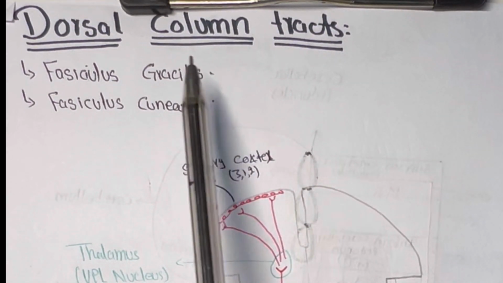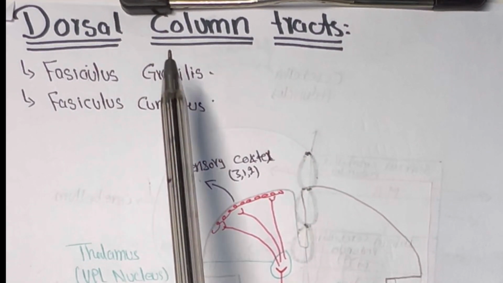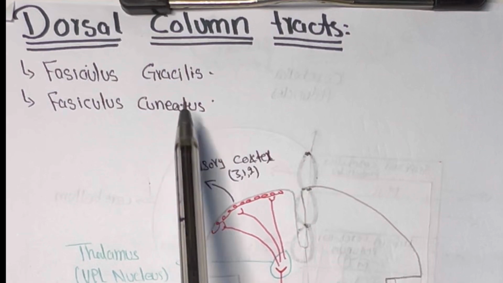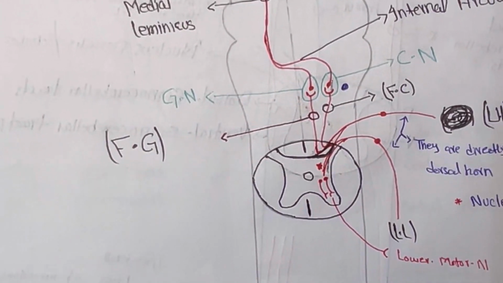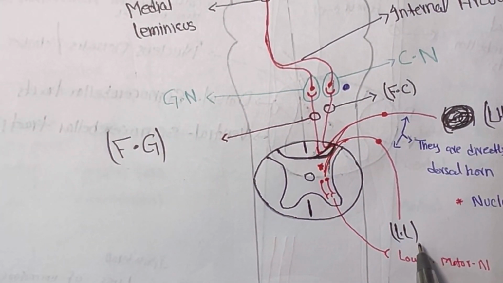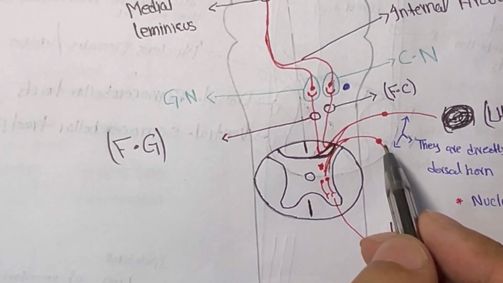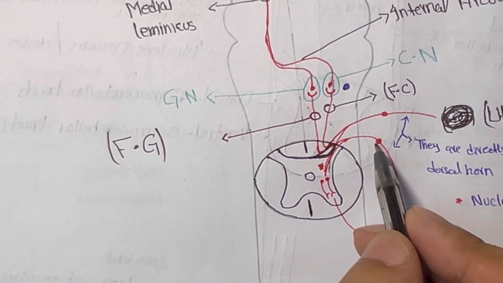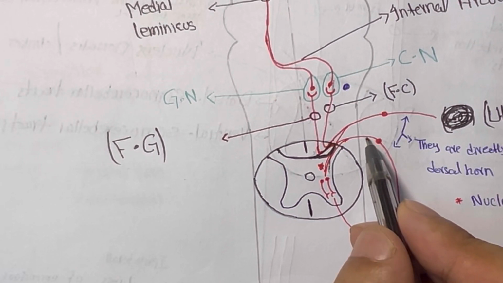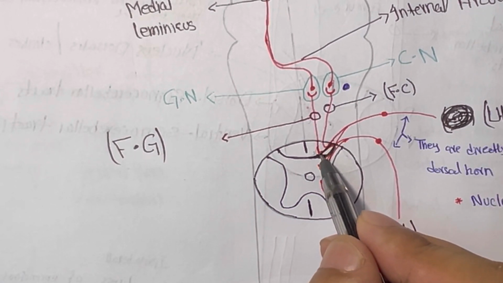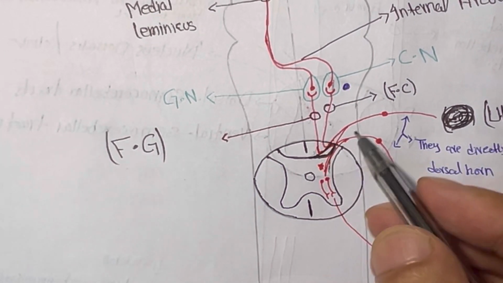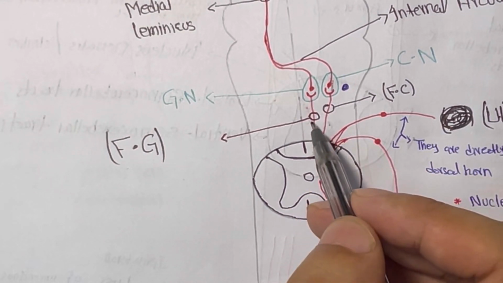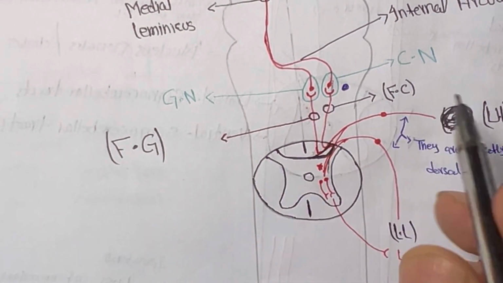So guys, let's talk about the dorsal column tract. As we know, the dorsal column tract has two tracts, fasciculus gracilis and fasciculus cuneatus. For example, from the lower limb, sensory nerves go to, this one is obviously the dorsal root ganglion, and from the dorsal root ganglion, sensory nerves go directly to the dorsal white tracts and go up to the medulla oblongata. So this is called fasciculus gracilis.